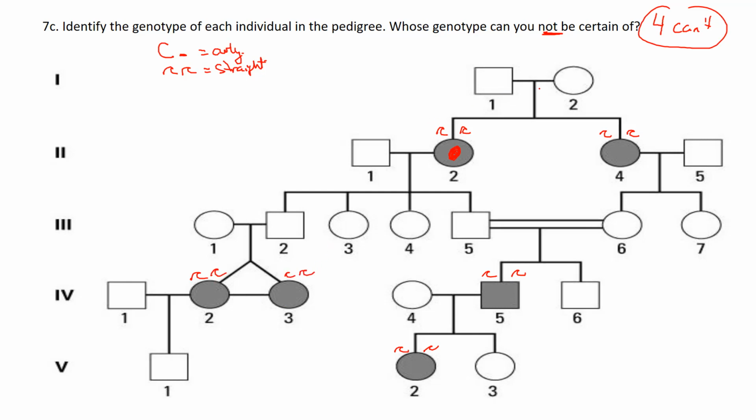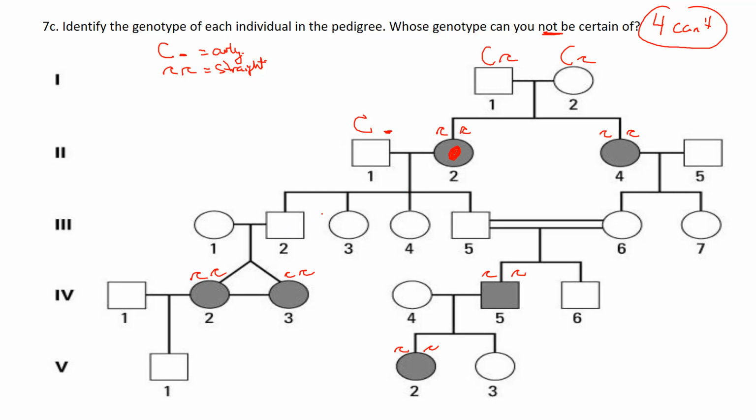Okay, now these individuals both have curly hair, so they have to have a capital C, but they had kids that had straight hair, so they must have little c's. Now this individual here is married into the family, so we don't have a lot of information. We know that they have curly hair, so they have a capital C, but in this case we don't really know what the other allele is.